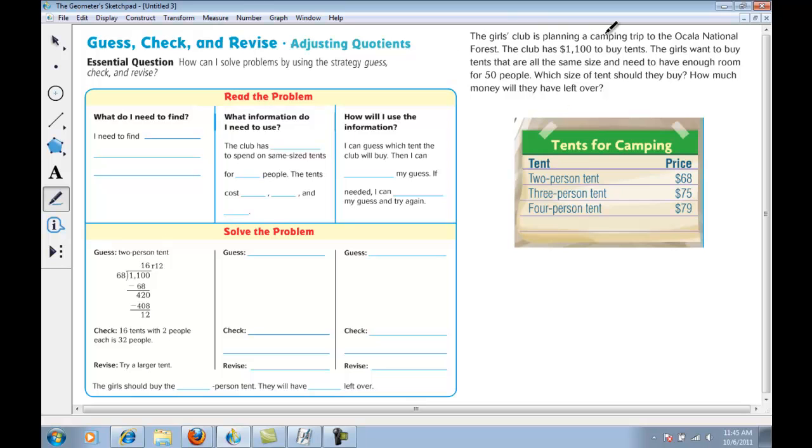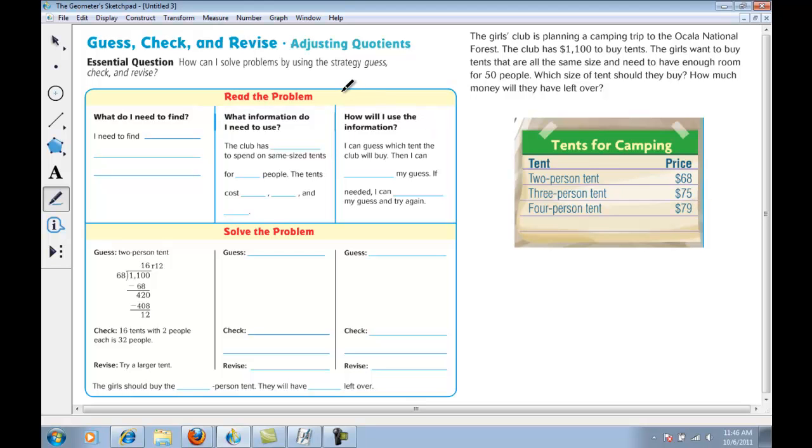The Girls Club is planning a camping trip to the Ocala National Forest. The club has $1,100 to buy tents. The girls want to buy tents that are all the same size and need to have enough room for 50 people. Which size of tent should they buy? How much money will they have left over? Now here are the prices for the tents for camping. A 2-person tent is $68, a 3-person tent is $75, and a 4-person tent is $79.